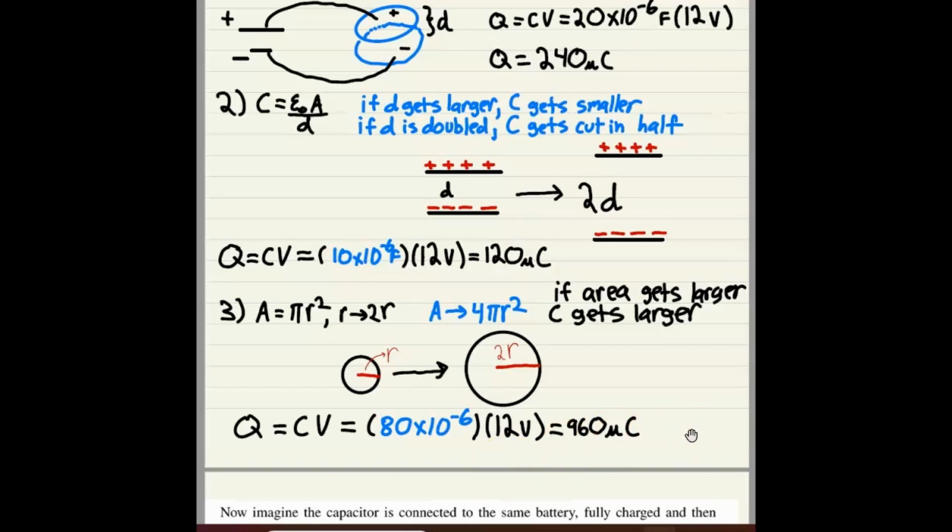So when the capacitance gets bigger, more charge has to be separated to give the same voltage. A larger capacitance needs more charge separation to give 12 volts. A smaller capacitance needs less charge separation to give 12 volts.